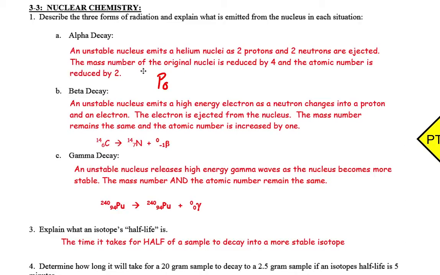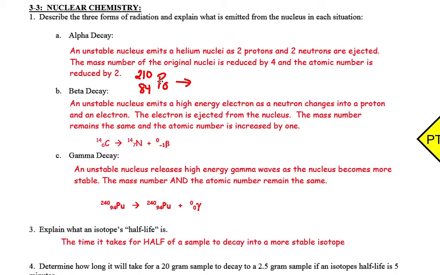Alexander Litvinenko ended up getting poisoned. He ingested some tea that was poisoned. He ingested polonium, which has a mass of 210 and an atomic number of 84. So once the polonium ended up inside his body, it started decaying. Well, it was decaying anyways, but the part that was damaging was when it got into his body.